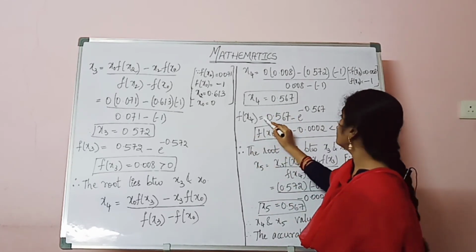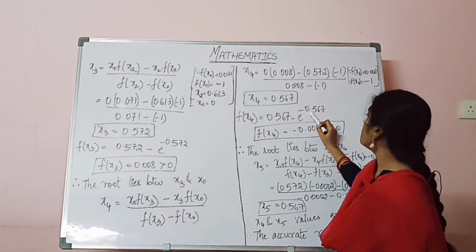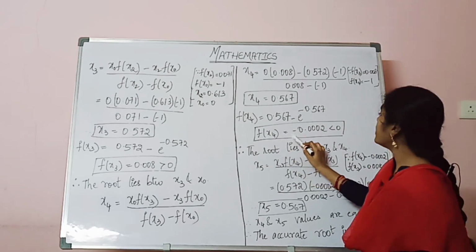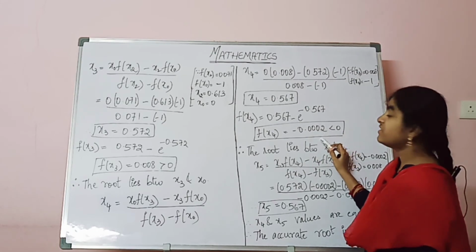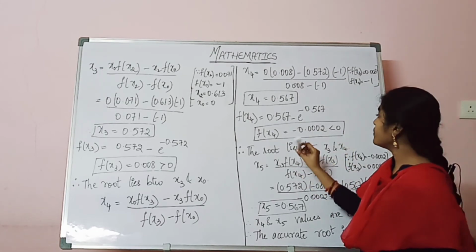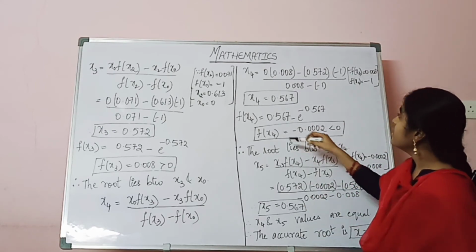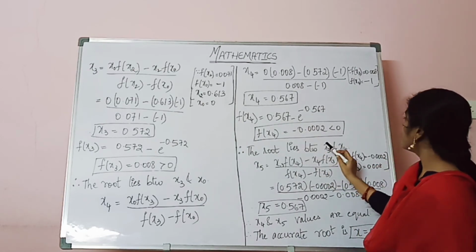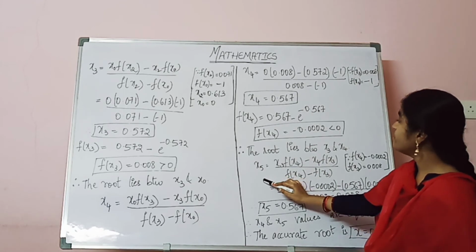Now we have to substitute this x4 into the given equation. So f of x4 equals 0.567 minus e power 0.567. What are we getting here for the f of x4 value? Minus 0.002, which is less than 0, because we got a negative value. Now we can say that the root lies between x3 and x4. So here the root is lying between x3 and x4.